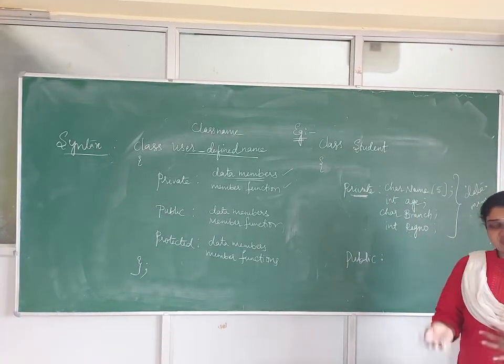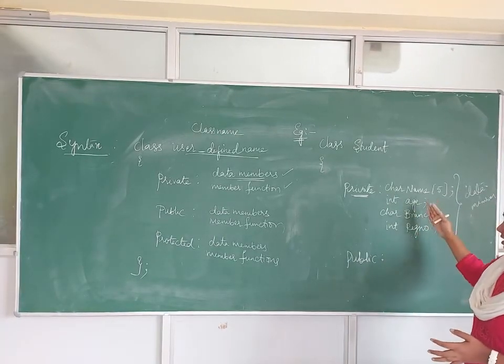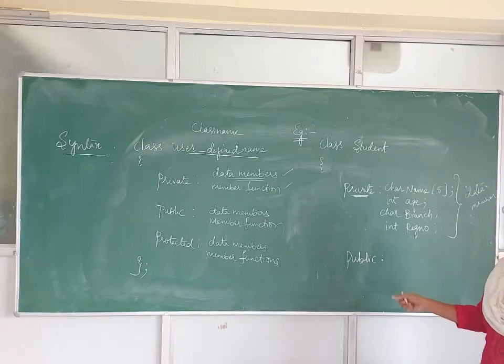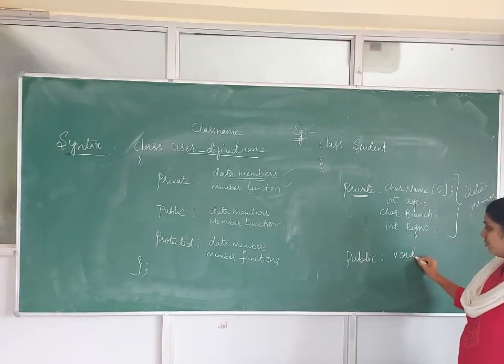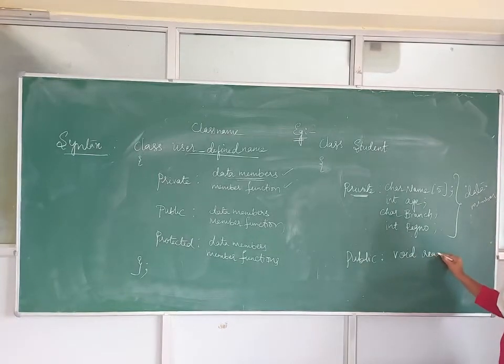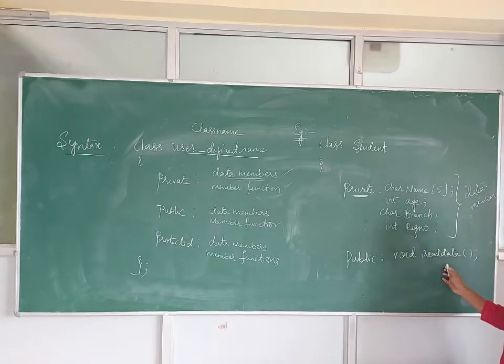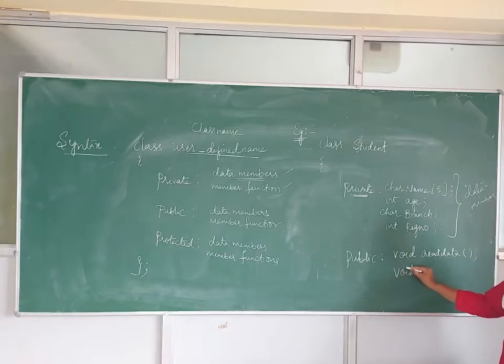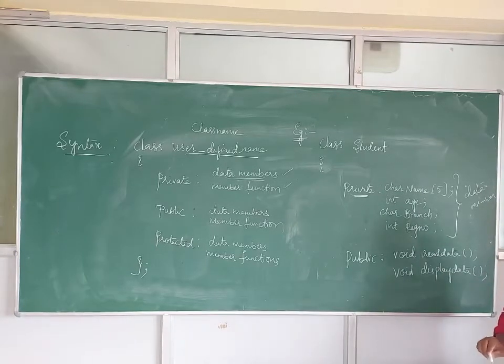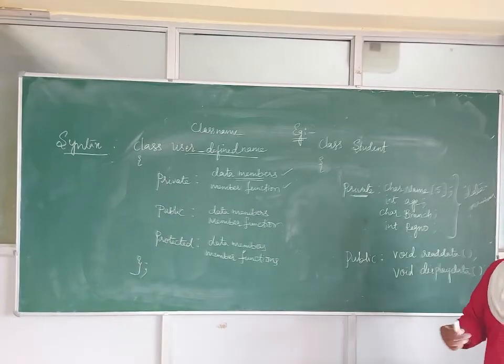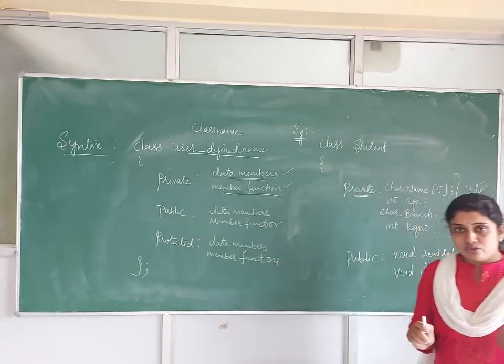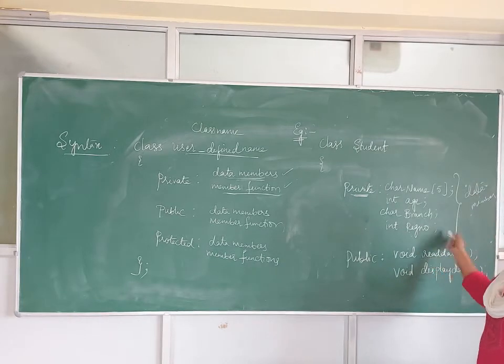I want to read and display the data members. So how? You have to use void read data function, or else you can use get data, set data, anything is fine. Then void display data. So here I am using two member functions. What is the use of member function? I can access the data members.